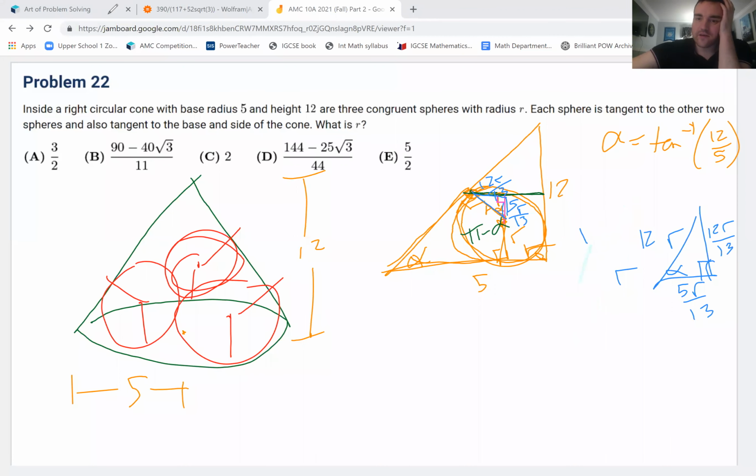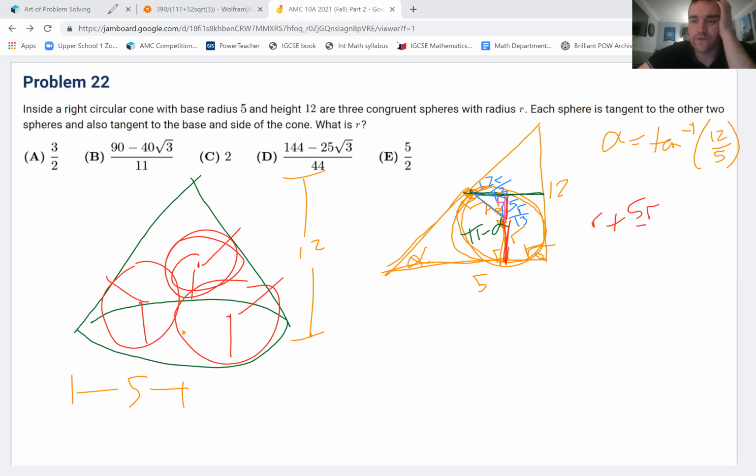So what does that tell me? Let's start putting some pieces together. Let me use red. If this distance here is r, and this distance here is 5r over 13, what's r plus 5r over 13? 13r over 13 plus 5r over 13 gives me 18r over 13.